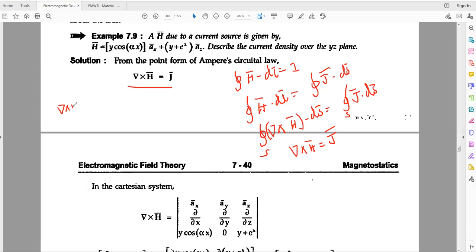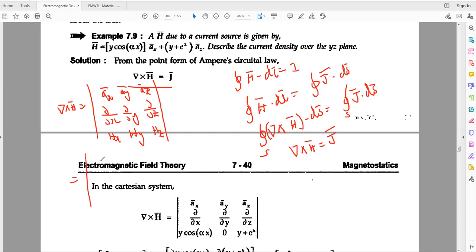What is del cross H bar? In the Cartesian coordinate system, we have AX bar, AY bar, AZ bar, then del, which is dou by dou X, dou by dou Y, and dou by dou Z, and the H values: the AX bar coefficient is HX, the AY bar coefficient is HY, and the AZ bar coefficient is HZ. Now we can substitute and apply the del cross product with dou by dou X, dou by dou Y, and dou by dou Z.